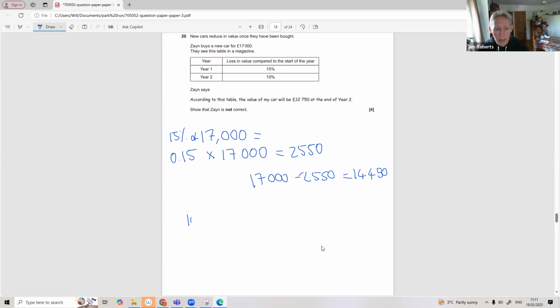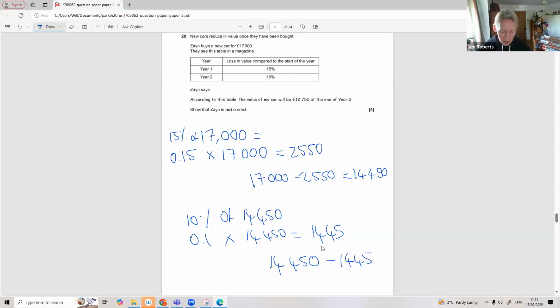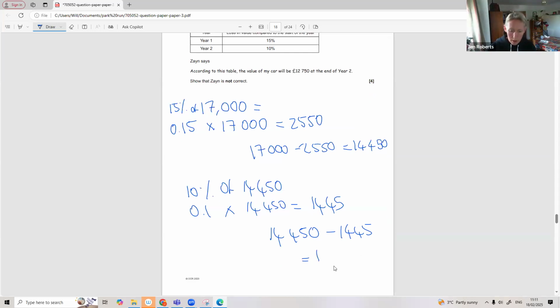Now I need to reduce it by 10%. 10% of 14,450 is 0.1 times 14,450, which is 1,445. I need to take that off the 14,450. Gives you 13,005. Which is not this, so we've shown that Zane is not correct.